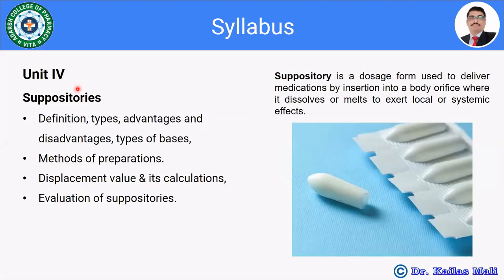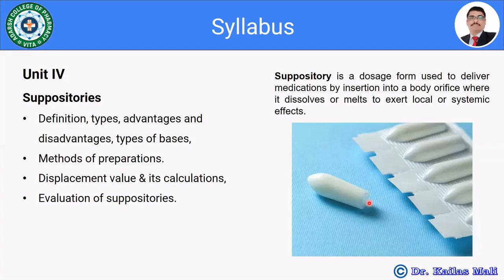Moving towards unit 4, that is one of the semi-solid dosage forms, the suppositories. It is a unit dosage form. So suppositories, look at the figure. It is a dosage form used to deliver the active medicament or medicaments by insertion into the body orifice, where this formulation is going to be dissolved or melted to exert the local or systemic effect.